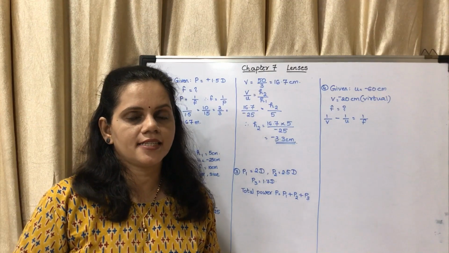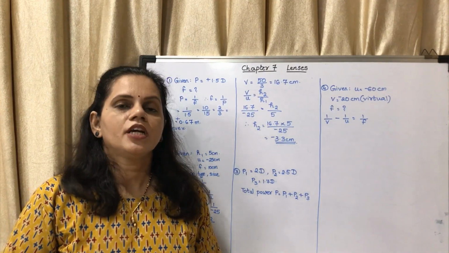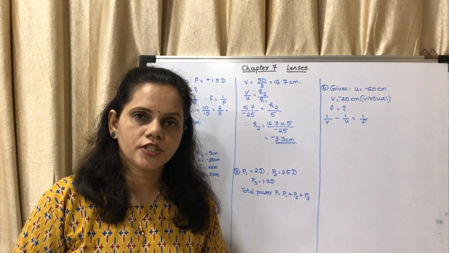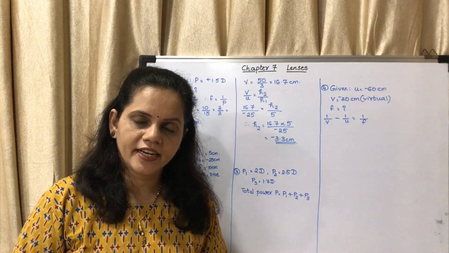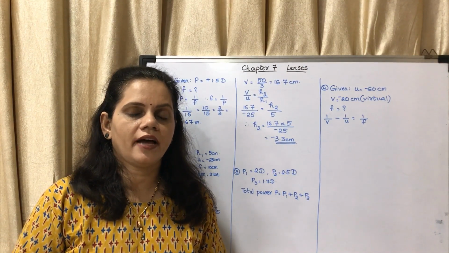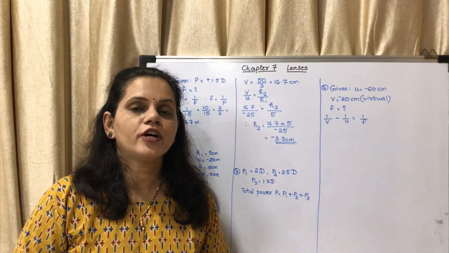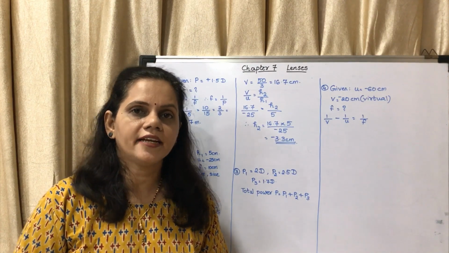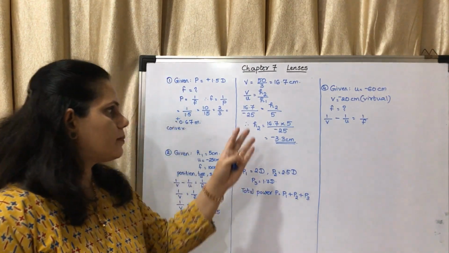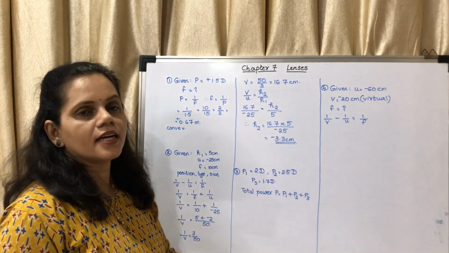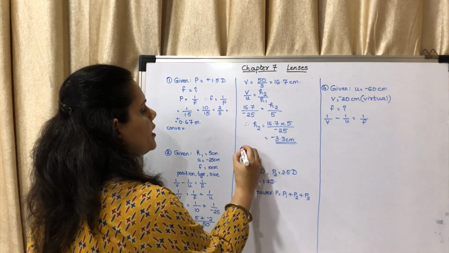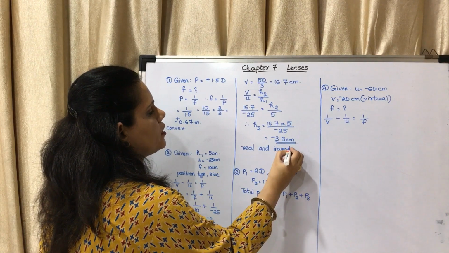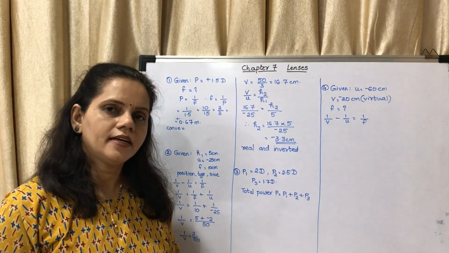I had told you to write this in your textbook. You may write it again. u is always negative, v is positive for a real image, h2 is negative for a real image. Okay, this much you have to remember. Plus focal length is positive for convex lens and focal length is negative for concave lens. Okay, so from these values, what can we conclude? We can conclude that the image is real and inverted.